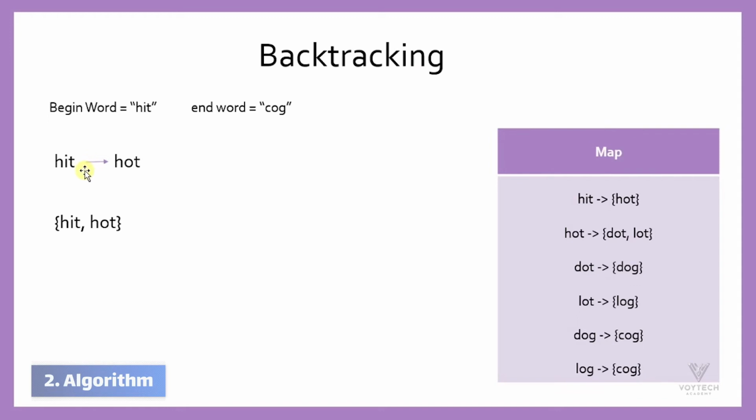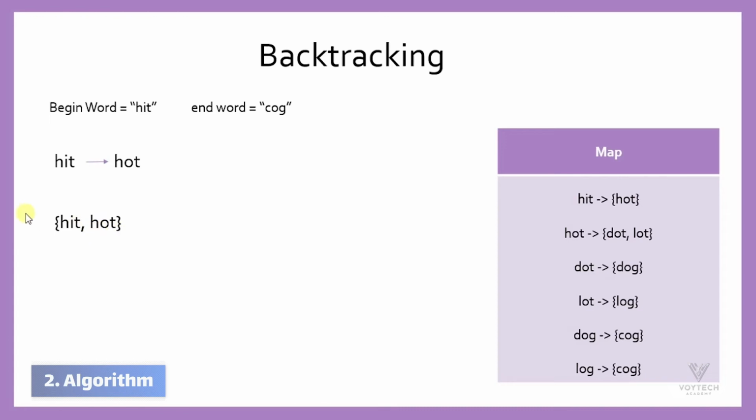transformations starting from the begin word, which is hit. And then we ask, what is the next possible transformation? Well, the next possible transformation is hot according to the map that we've created. So it's going to be hot here. And we need a list to store the current path. So this is going to be a list. For now, we're going to have hit and hot.